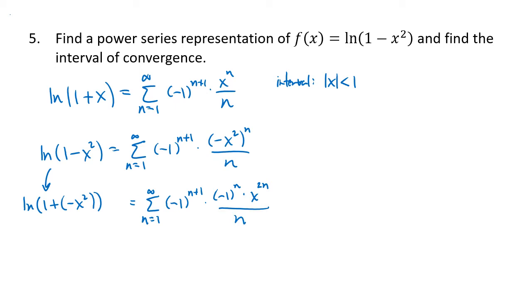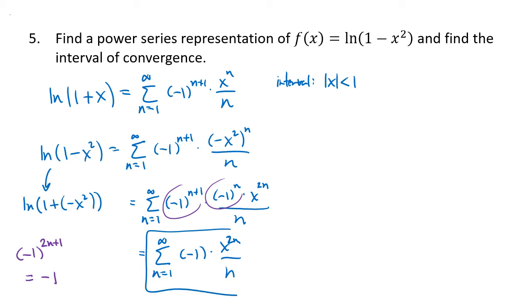And now we've got two copies of a -1 exponential term. So if we think about that, combining those is going to give us -1 to the 2n plus 1. But 2n plus 1 is always an odd number. When n is 1, that's going to be 3. When n is 2, that's 5. n equals 3 gives us a 7 power there. So that's always just going to be -1. -1 to an odd power is always going to be -1. And so this is just -1 with no exponent, because it's always going to be -1 multiplied by x to the 2n divided by n. So there's our power series.